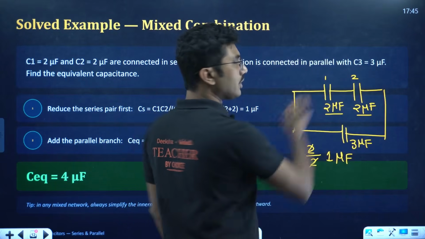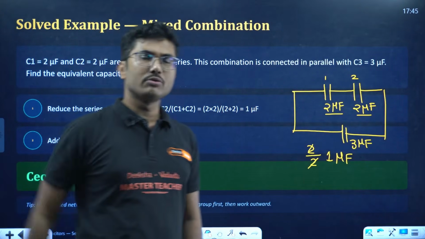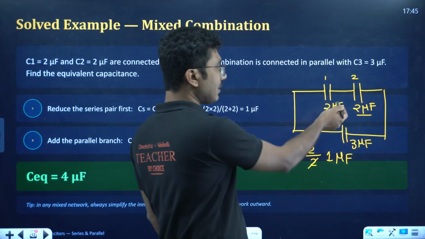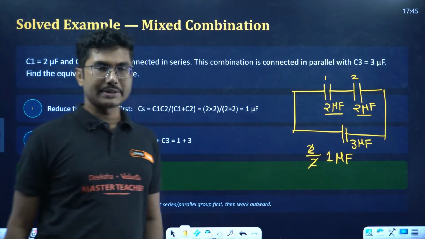One step solution. You don't need to invest too much in 1 by 2 plus 1 by 2. No, do not do that. It is a simple one-step process. Take one value, divide by the number of capacitors, and you get the equivalent capacitance.